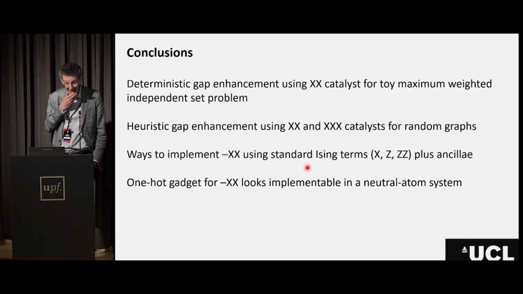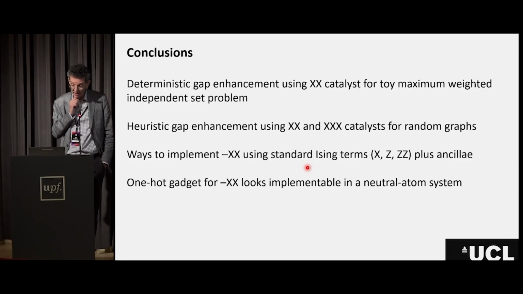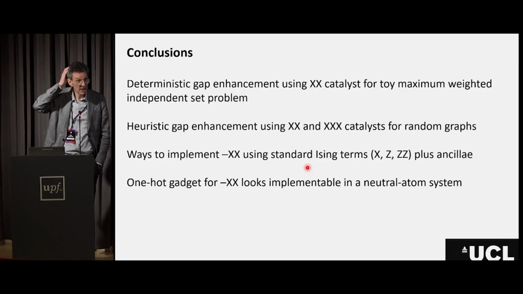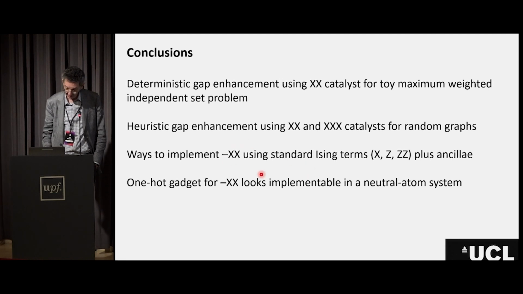So I've reached my conclusions. I've shown that we have some deterministic way of enhancing the minimum gap using an XX catalyst, at least for a toy maximum weighted independent set problem. For more general random graphs, we've shown that at least we have a heuristic gap enhancement using quadratic and third order XX and XXX catalysts. We talked about ways to implement at least an XX term with a negative sign using these standard Ising terms plus ancilla qubits. And we've shown that with this one-hot gadget for the XX, it looks like we can think about implementing that on a neutral atom system in the near future.